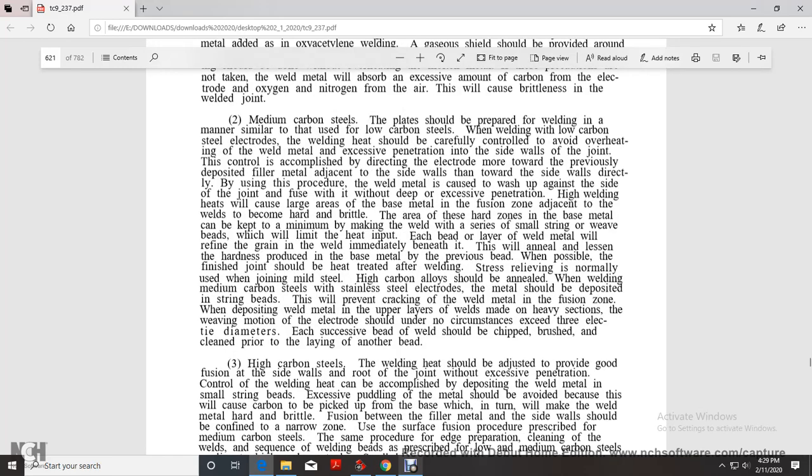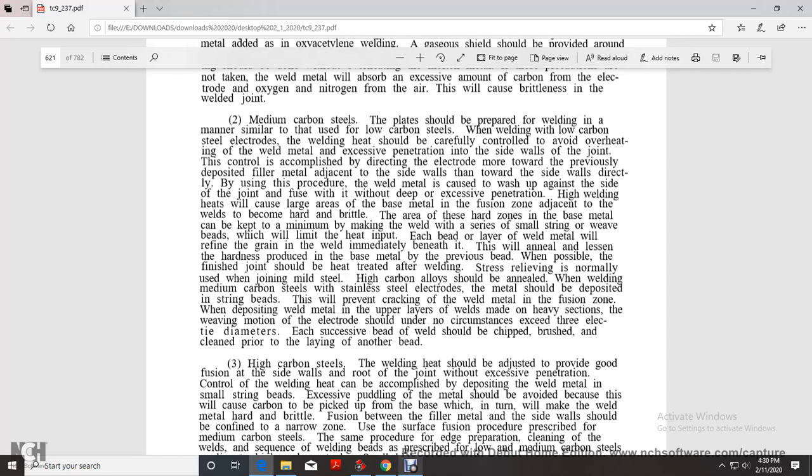Alright, medium carbon steel plate should be prepared for welding in a manner similar to that used for low carbon steel. Low carbon steel electrodes are used. Welding heat should be carefully controlled to prevent overheating of the welded metal with excessive penetration of the side walls of the joint. The control is accomplished by directing the electrode toward previously deposited filler metal adjacent to the sidewall, so that the welded metal washes up against the side of the joint and fuses without deep, excessive penetration.